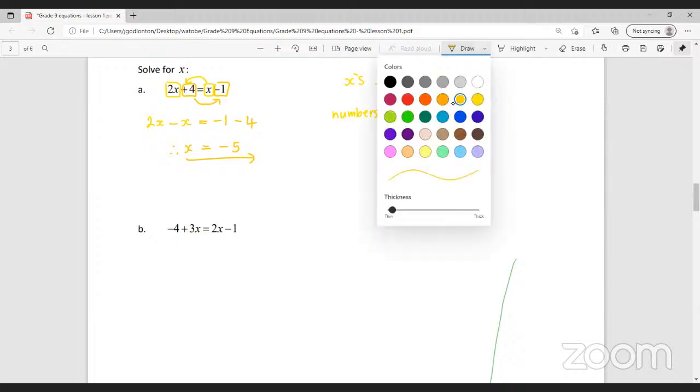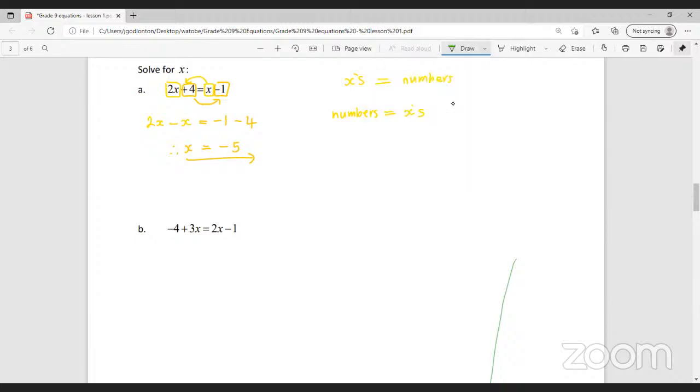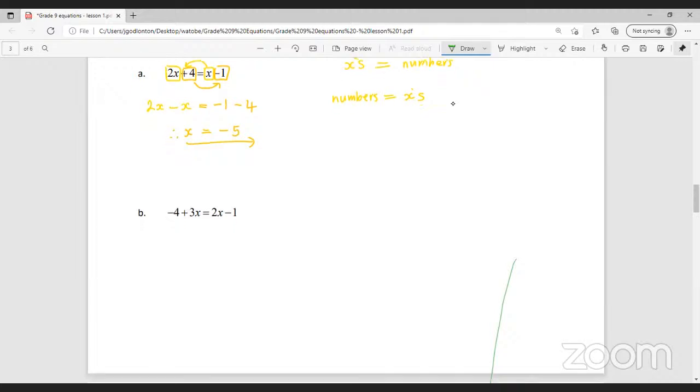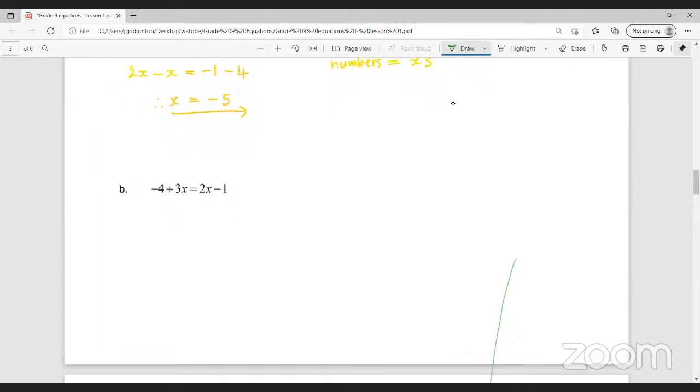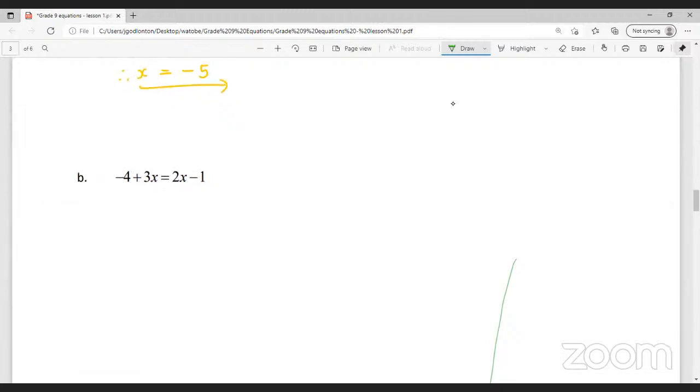Ma'am, I got the answer. Okay, B. All right. Talk me through what you did for B. Okay, so I took 3x and I took it to the other side. Okay. So you took it to that side. Then it equals 2x minus 3x. Okay. So 2x minus 3x. And then what's going to happen on our left-hand side? Negative 4 plus 1. Beautiful.